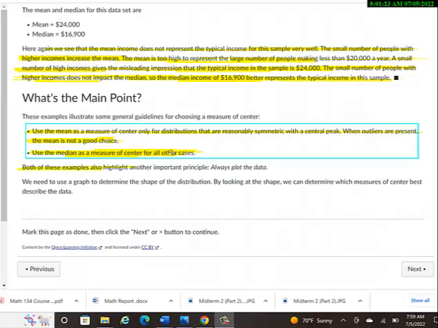Both of these examples also highlight another important principle: always plot the data. Because if you don't plot the data, you might not realize that it's left-centered or right-centered, or it's not symmetric, or there are lots of outliers. We need to use a graph to determine the shape of the distribution. By looking at the shape, we can determine which measures of center best describe the data.